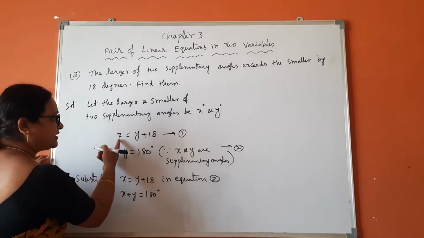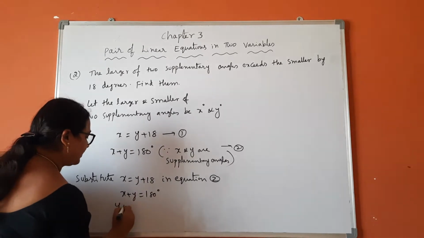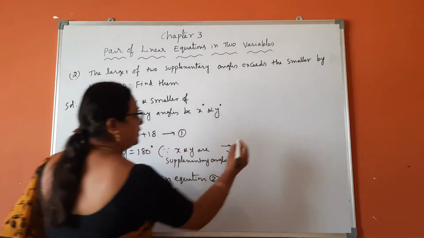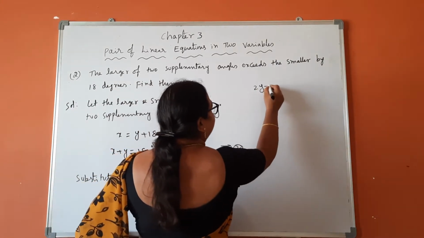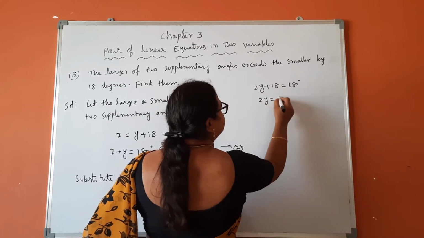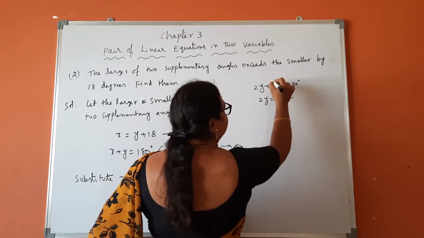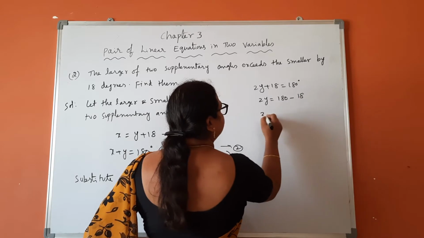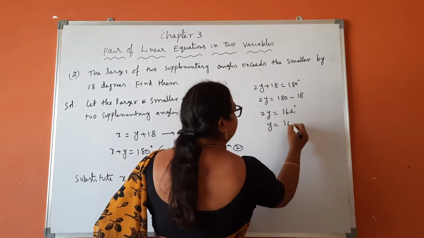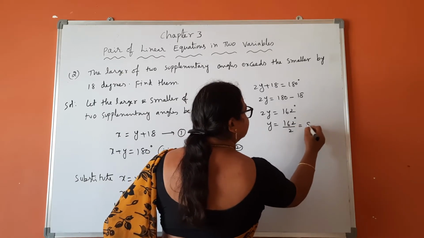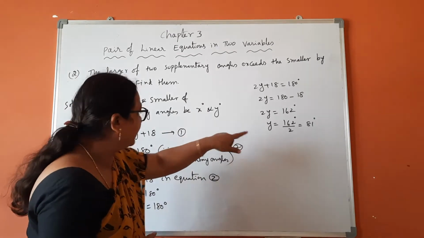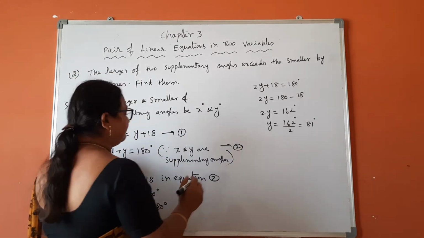So what is the value of x from equation 1? y plus 18 plus y is equal to 180 degrees. So y plus y, 2y plus 18 is equal to 180 degrees. 2y is equal to 180 minus 18. So 2y is equal to 162 degrees. y is equal to 162 degrees by 2, that is 81 degrees. Now we substitute the value of y in equation 1.